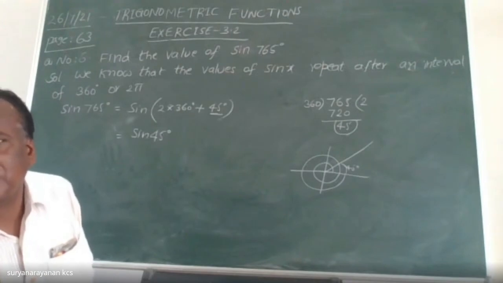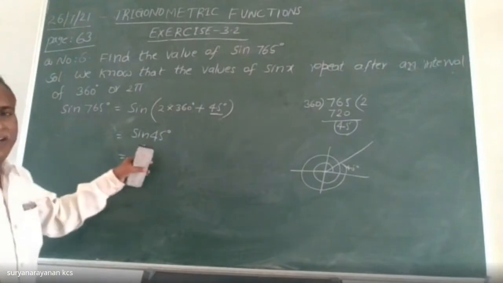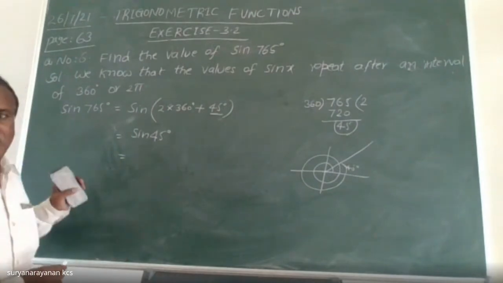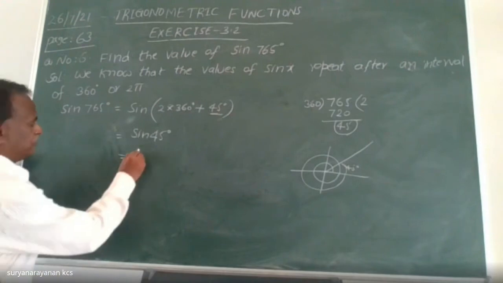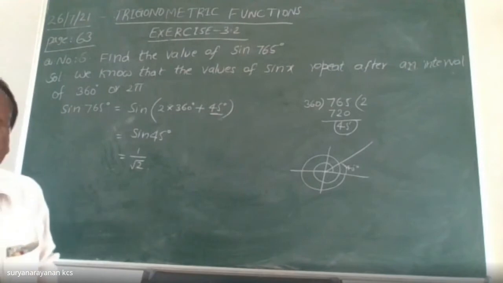Very good. So you know the sine 45 degrees value. What is the value of sine 45 degrees? 1 by root 2. 1 by root 2.